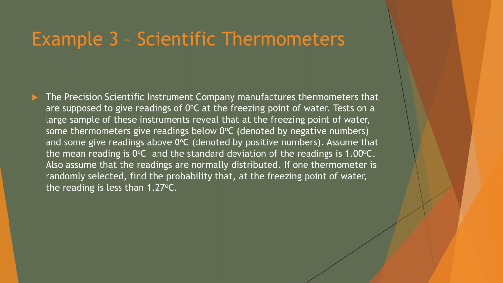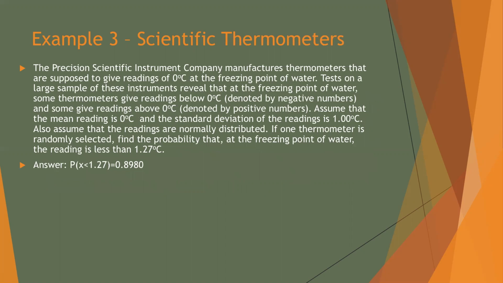If one thermometer is randomly selected, find the probability that at the freezing point of water, the reading is less than 1.27 degrees Celsius. So I have another video where I show you exactly how you can draw this out in sketches. But right now, I'm just going to talk through it, and you can find that example video and watch that. But basically, you would be looking at your chart, and you would find where the probability of, this is your z-score basically, is less than 1.27.